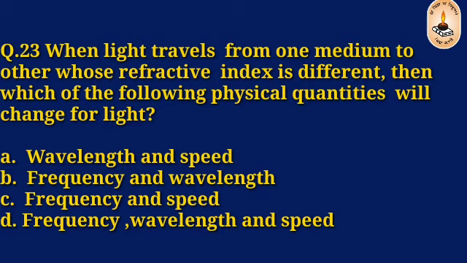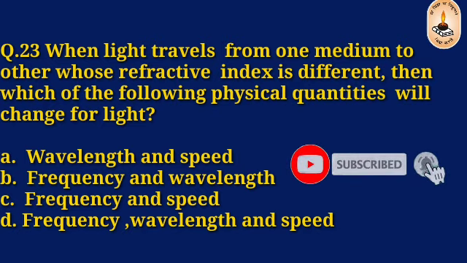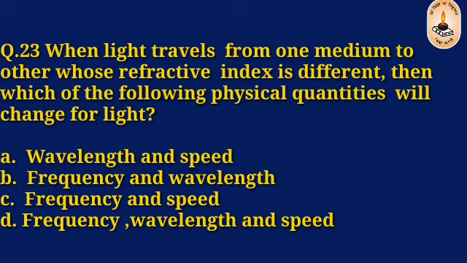Question number 23. When light travels from one medium to another whose refractive index is different, which of the following physical quantities will change for light? Wavelength and speed, frequency and wavelength, frequency and speed, frequency, wavelength and speed.